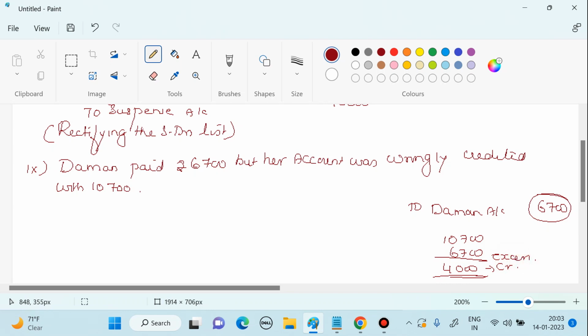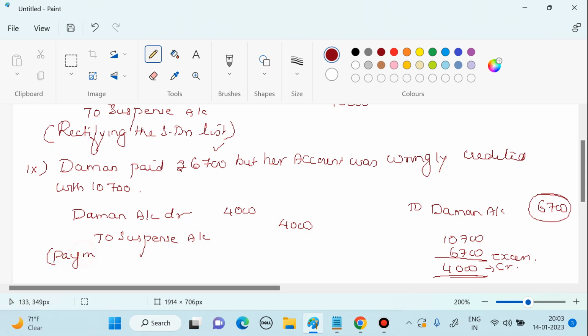So what should we do to nullify that? Extra 4,000 has gone to the credit. So we have to debit it. So we debit Daman's account with 4,000. So that 10,700 on the credit, 4,000 the debit, leaves a credit of 6,700, which is the correct amount. The other reference is to suspense, 4,000.